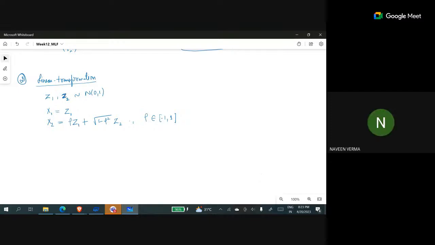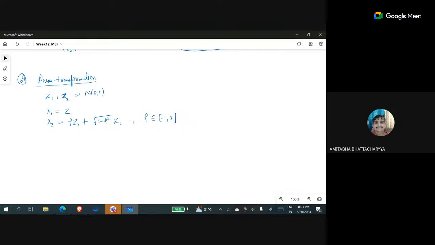You have assumed rho belonging to minus 1 and 1. Is it some standard, or have you assumed it? This is standard, for this transformation, this is standard.